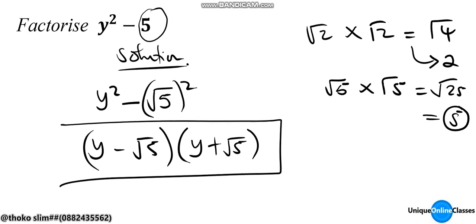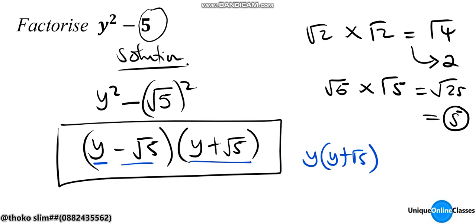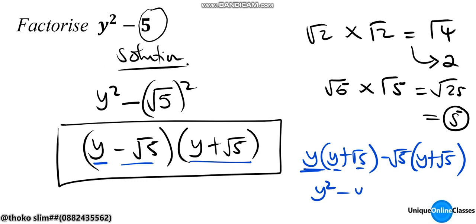This is our answer. So if you want to prove that, in the brackets, y minus 35 multiplied by y plus 35, this one is y squared, and this one has a minus 35y, and it's plus here, sorry, this one you get positive 35y.